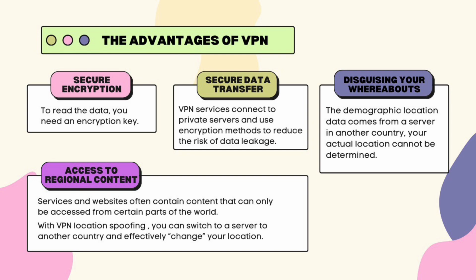The demographic location data comes from a server in another country. Your actual location cannot be determined by using a VPN. Fourthly, access to regional content. Services and websites often contain content that can only be accessed from certain parts of the world. With VPN location spoofing, you can switch to a server in another country and effectively change your location.